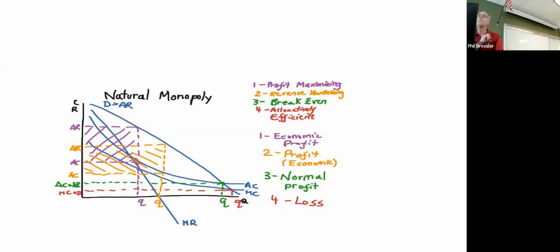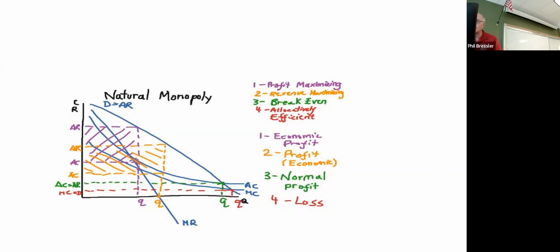I noticed on a couple of the AP practice questions, they would say quantity is 10 and average revenue is 7. What is total revenue? Well, if average revenue is 7, price is 7, so it'd be 7 times 10.